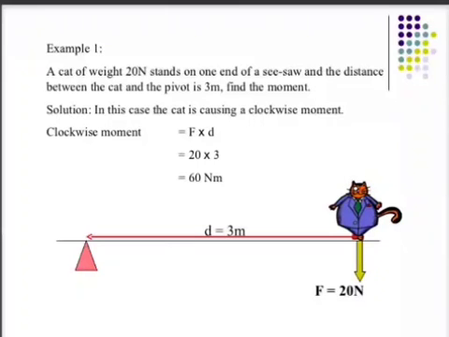We'll solve one small example. A cat of weight 20 Newton stands on one end of a seesaw and the distance between the cat and the pivot is 3 meter. Find the moment. So the force given of the cat is 20 Newton and the distance between the cat and the fulcrum is 3 meters. So using the formula, it is force into perpendicular distance. So 20 Newton into 3 meter will be 60 Newton meter.